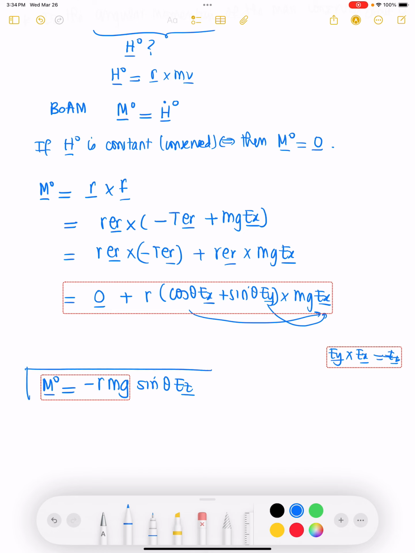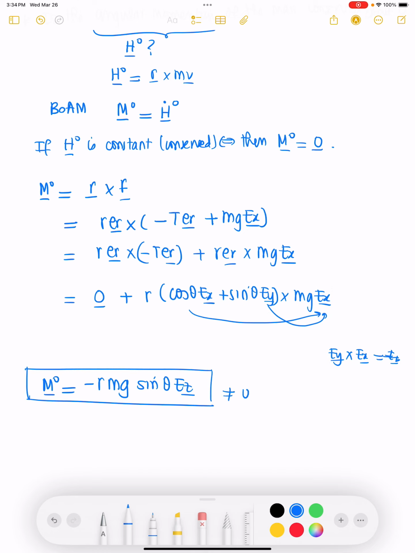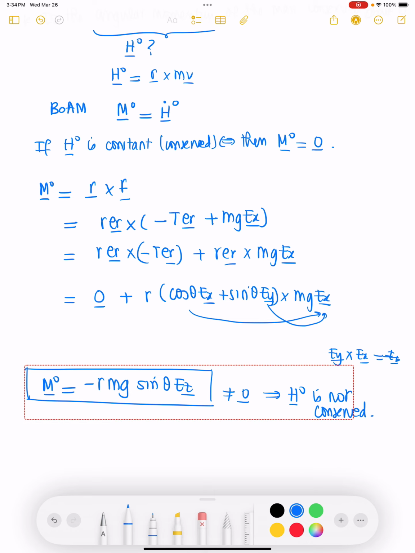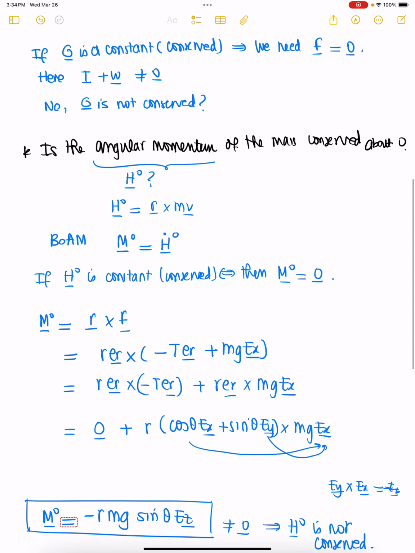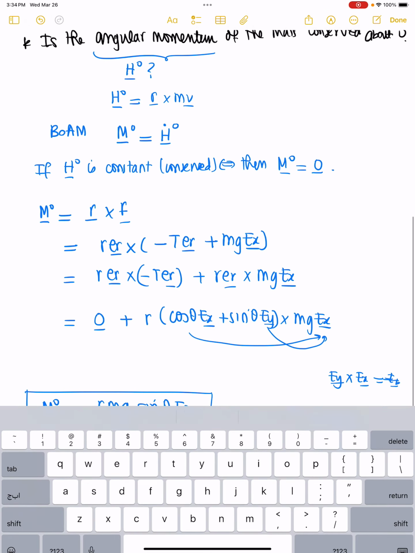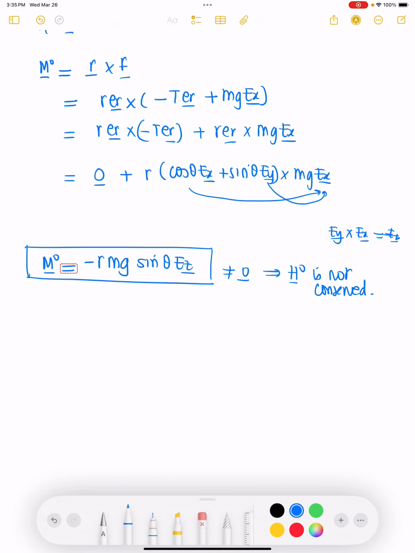That's the sum of moments about O. It's different than 0, so H_O is not conserved. Okay, how do we actually calculate the angular momentum of the system? H_O, remember, is r cross m v.